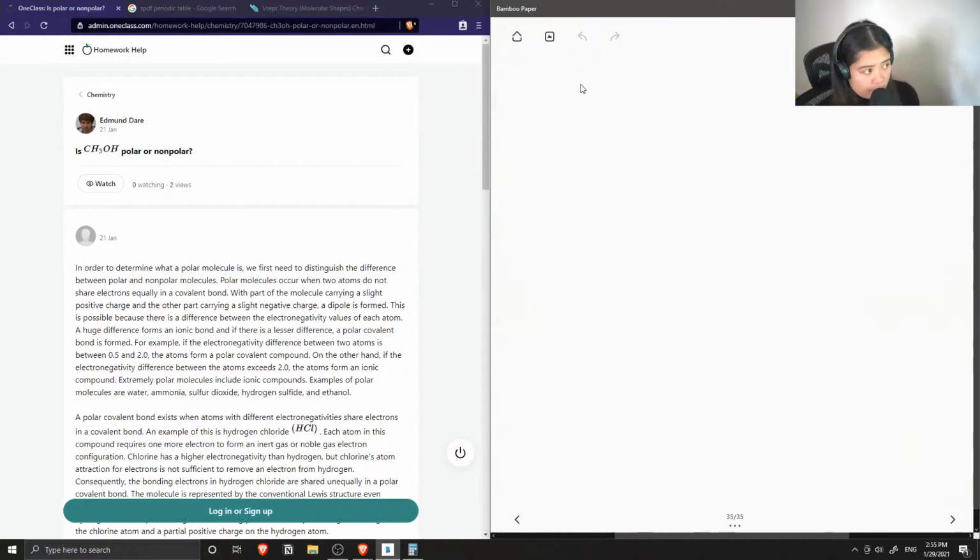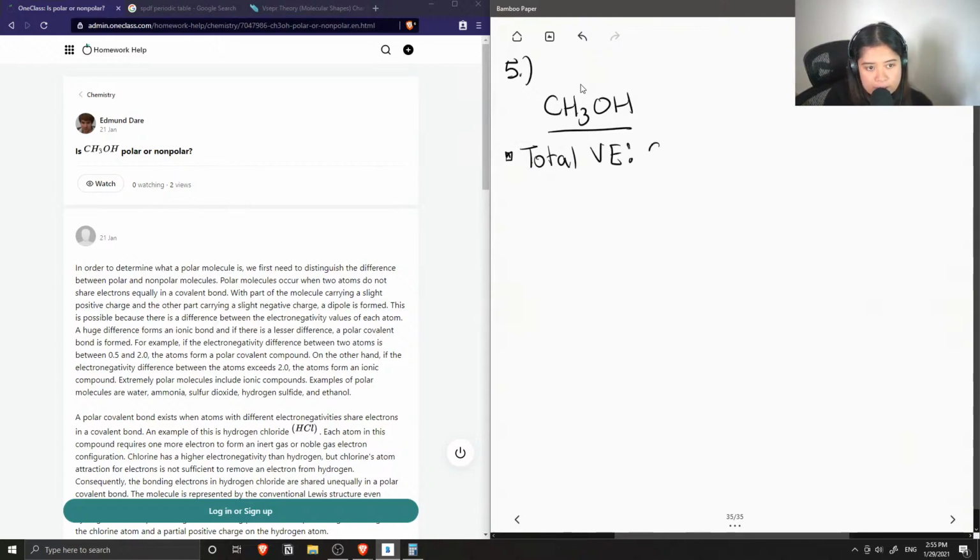Okay, so question number 5 is CH3OH polar or nonpolar? So this is also known as methanol. And we can sketch out the Lewis structure of methanol as well, just to see whether or not it's polar or nonpolar. So to draw out its Lewis structure, we first need the total number of valence electrons.